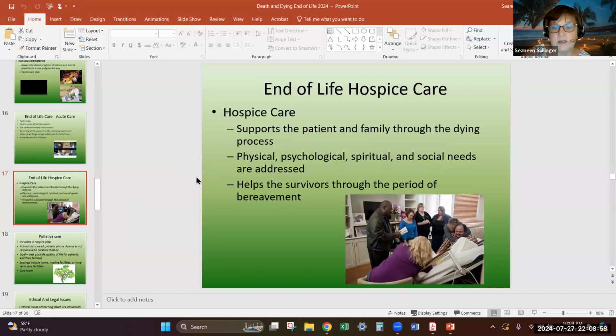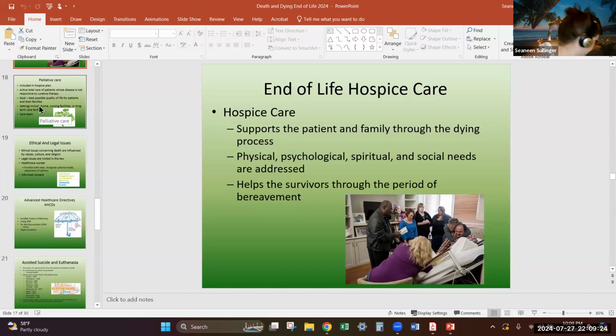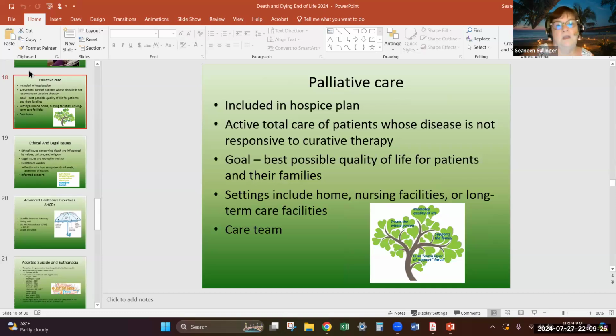End of life hospice care. So this is great. The whole family's there with the person, and it looks maybe like the pastor reading from the Bible. The hospice is great because it supports everybody, the patient and the family, and really can address physical, psychological, spiritual, social, cultural, all kinds of needs, and help the family through the bereavement period. Palliative care, we talked about that already as well.